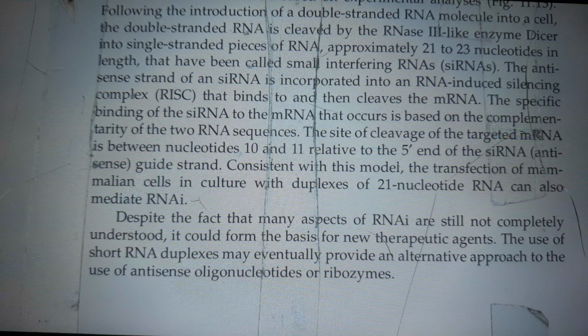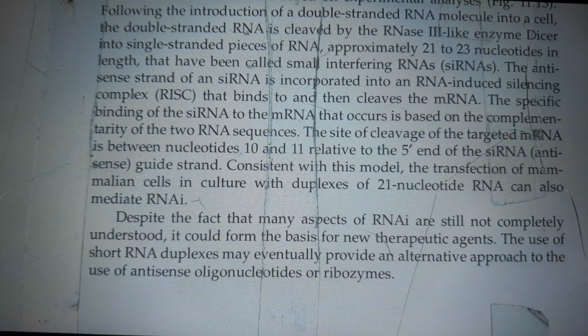into single-stranded pieces of RNA, approximately 21 to 23 nucleotides in length, that have been called small interfering RNAs or siRNAs. The antisense strand of a siRNA is incorporated into an RNA-induced silencing complex, RISC, that binds and then cleaves the mRNA.